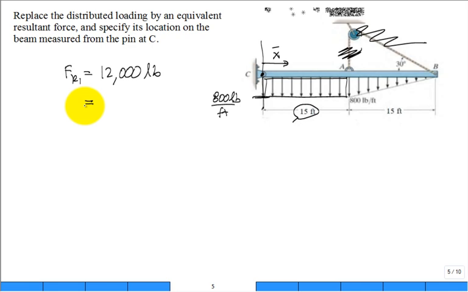Now, how many people have been solving problems in Mastering Engineering as well as the textbook, and they know that the solutions for these problems are in the back of the book? You solved a problem like this, and then you look back there, and they go 12 KIP. Have you seen it? A couple of you? Perfect. If you haven't, naughty, you should have been solving more problems, because it's in the book. So what is a KIP?